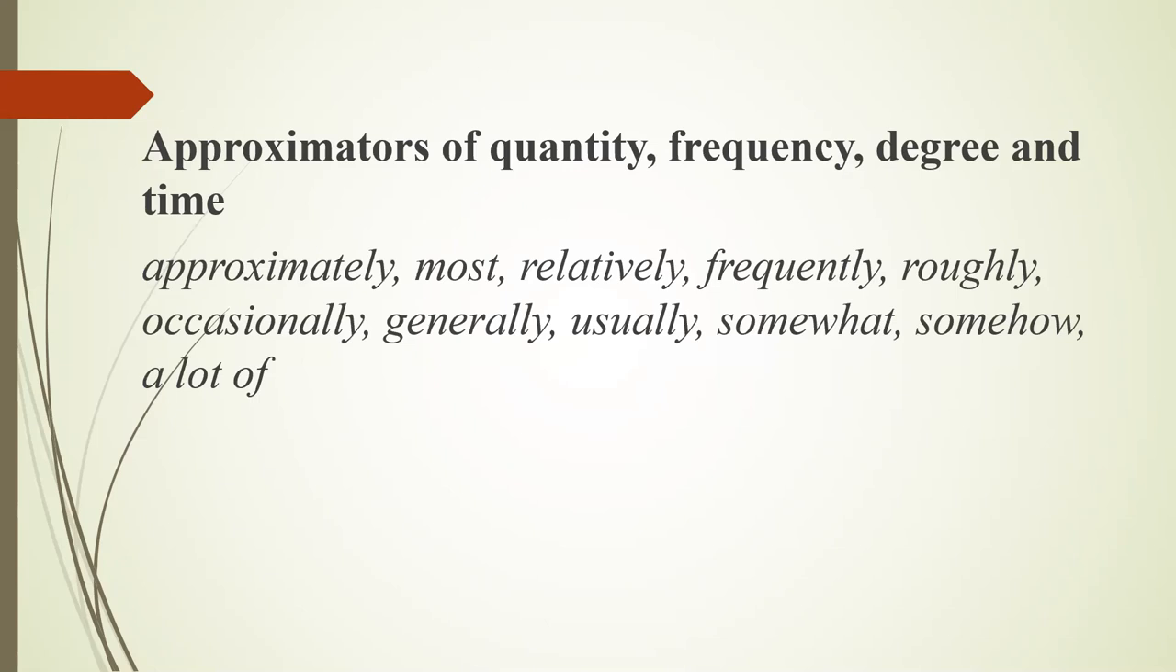We also have approximators of quantity, frequency, degree, and time. These are also examples of hedging. They also reduce the power of an utterance: approximately, most, relatively, frequently, roughly, occasionally, generally, usually, somewhat, somehow, a lot of. So these words are referring to quantity, frequency, degree, time. They reduce the power of an utterance.